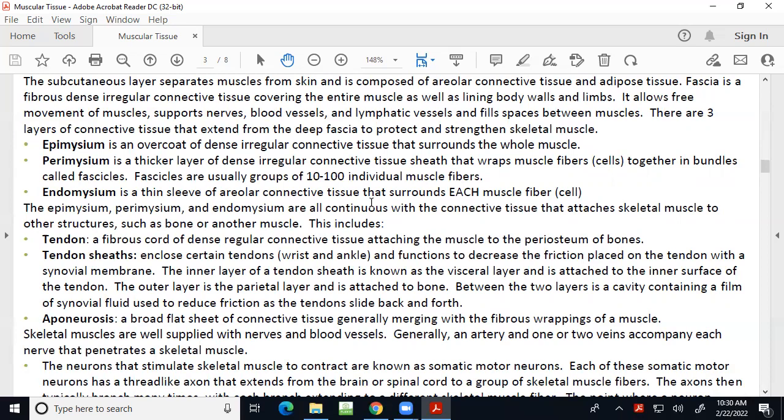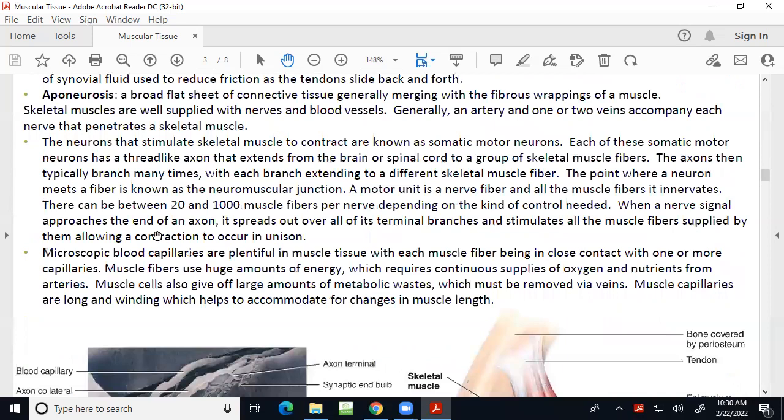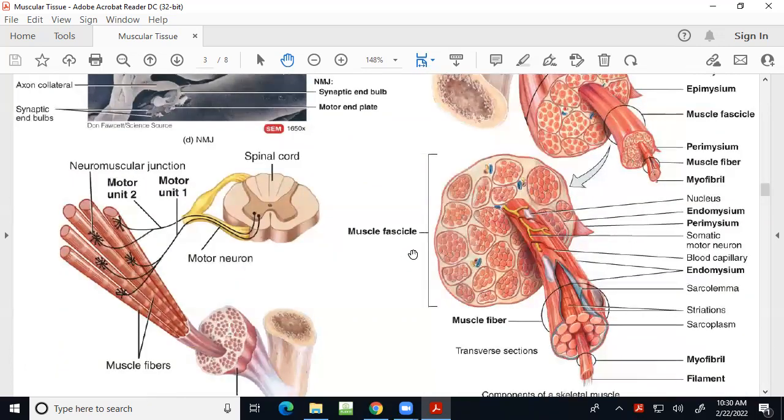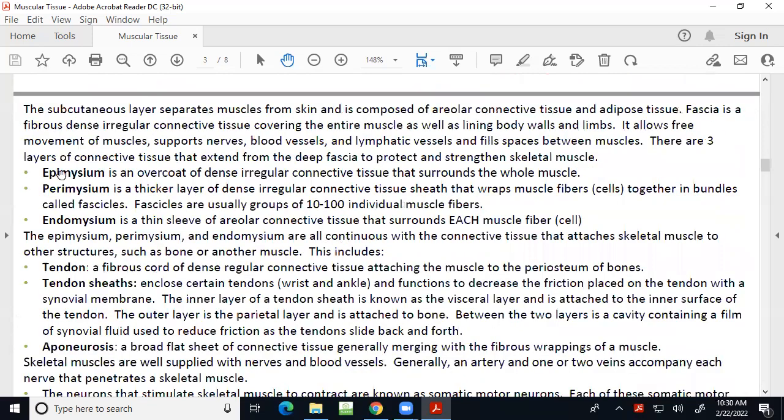Okay. There are 3 layers of connective tissue that extend from the deep fascia in our subcutaneous layer and help to strengthen our skeletal muscle. Those 3 layers are what we call the epi, the peri, and the endomysium. If we look down here in our illustration on the right, okay, we can see the epi, the peri, and the endo labeled kind of periodically. Okay, let's first talk about the epimysium. This is an overcoat of dense irregular connective tissue that surrounds the entire muscle. Okay, so this is the most superficial.